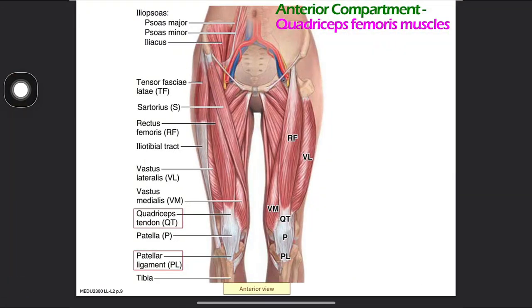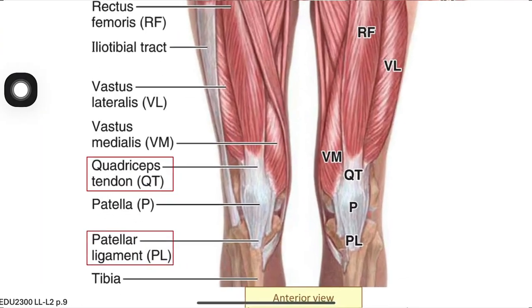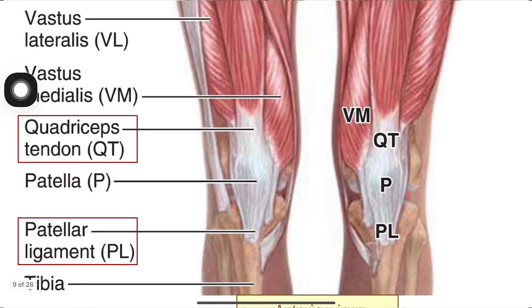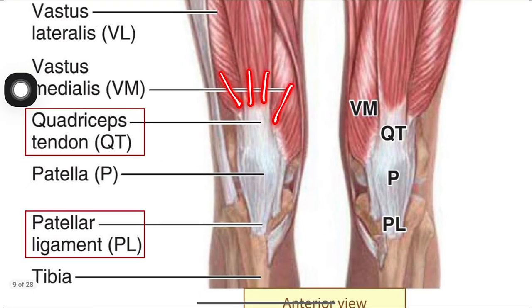So here I showed you that all these muscles, the quadriceps muscles, are 1, 2, 3, and number 4, we can't see it because it's underneath. So these are the quadriceps tendon. They embed the patella, and then this is the insertion site. So this is the patellar ligament, and this one is the tibial tuberosity.